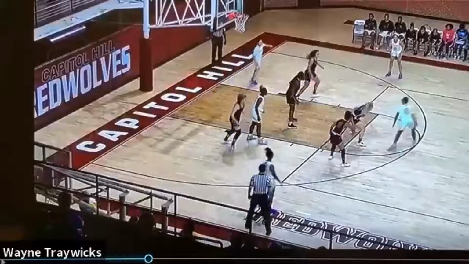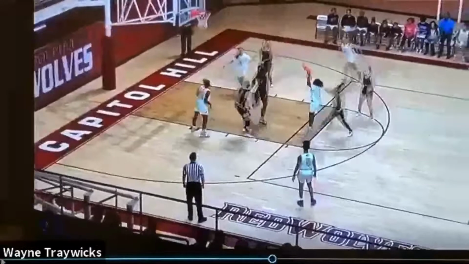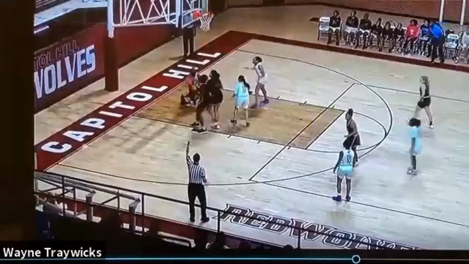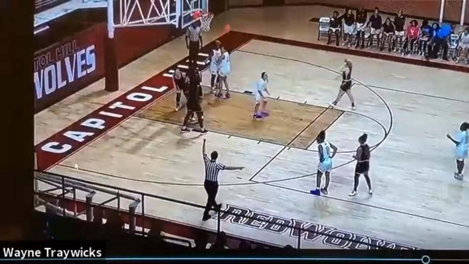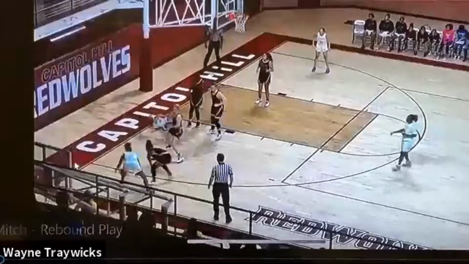For everyone, I'm at C here. And the contact will occur right underneath the basket. Let's run through it again.